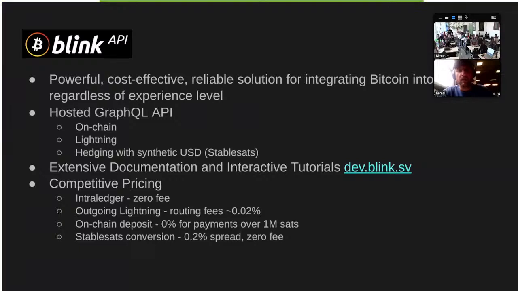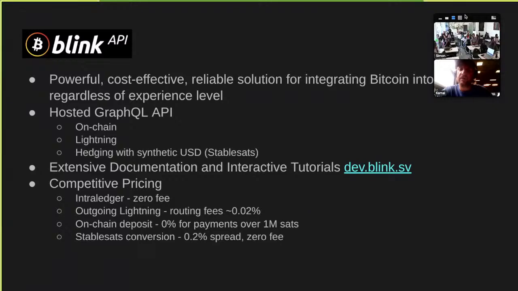So what it uses is a hosted GraphQL API that facilitates on-chain payments, Lightning payments, obviously also intra-ledger payments, and it also offers a dollar account next to the Bitcoin account. So you can hedge the exchange rate volatility of Bitcoin with the dollar account. The dollar account is created with technology that we call stable sats.